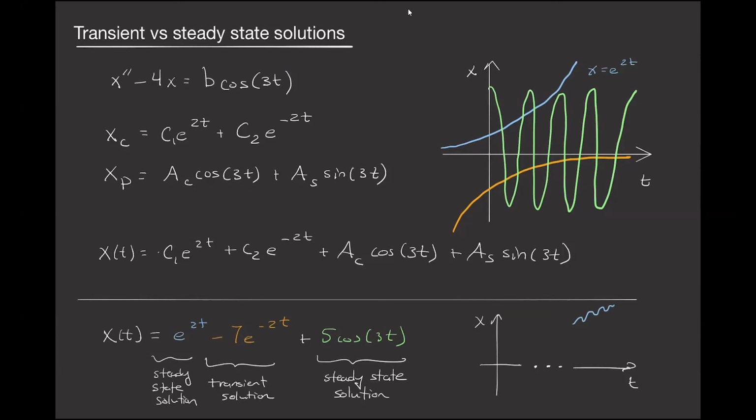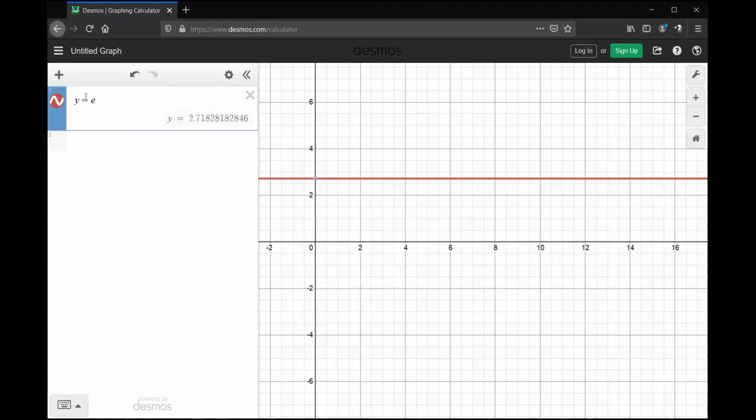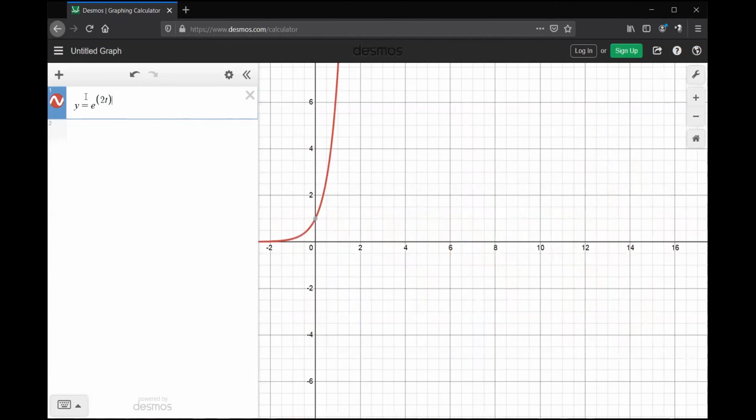So I'm going to change the screen share, and then I see we've got some questions, so I'll answer those before we go. Let's look back at Desmos, because Desmos is great. And let's look at e to the 2t to show what I'm talking about. And then minus 7 e to the negative 2t, and then plus 5 cosine of 3t.